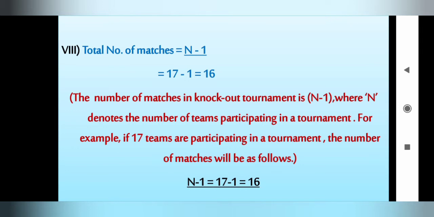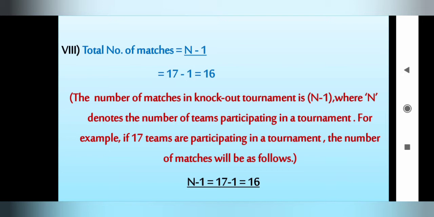Okay, so on the next page, point number 8 is the total number of matches. The formula for total number of matches is equal to n minus 1, where n is the total number of teams. So if the total number of teams is 17, 17 minus 1 is equal to 16. Okay, so 16 matches we are conducting, and the number of matches in a knockout tournament is n minus 1, where n denotes the number of teams participating in a tournament.